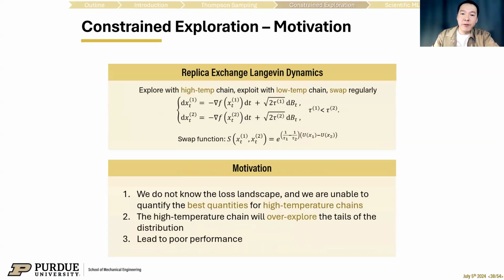With this design, we realized a potential issue in high temp chain. That is, high temp chain can easily overexplore the target distribution, especially the tail distribution. It is because normally we do not know the loss landscape, so it can be hard to quantify the best hyperparameters for high temperature chain. So improper hyperparameters in replica exchange can overexplore the tail, which can lead to bad performance.